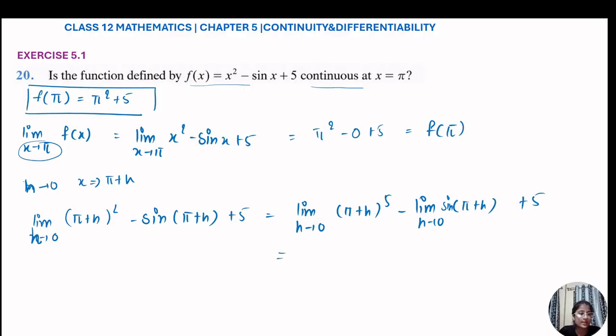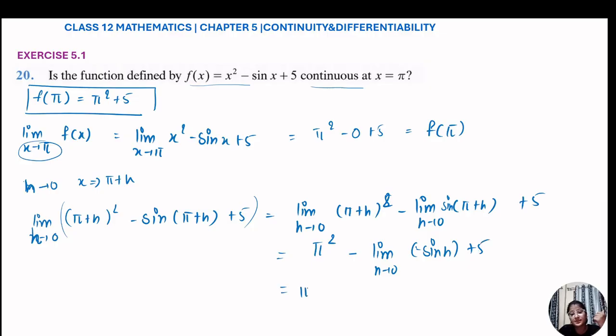So what I did is I gave the limit to each and every term. As h tends to 0, this limit will tend to pi square. Now I can rewrite it as limit h tends to 0, as we know that sine of pi plus h is nothing but minus sine h, plus 5.